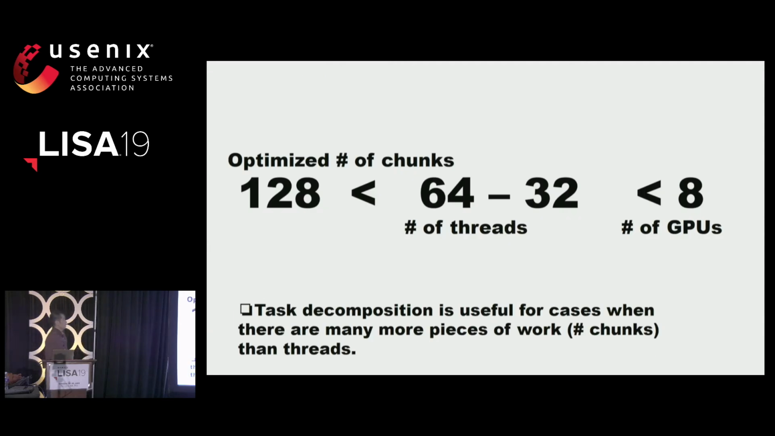This is a summary. In our experiment, the optimized number of chunks is 128. It's less than the threads running on a modern CPU. About 64 is a little bit too many. And actually, it could be 32. And the number of GPUs NVIDIA DGX-1 could have is 8. So task decomposition is powerful, because there are many more pieces of work than threads.